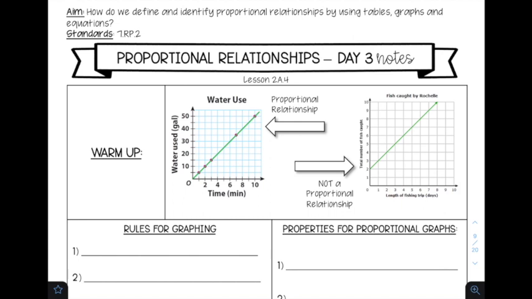So our warm-up for today, we're looking at two different graphs. Our first one is a proportional relationship, and then on our right we have a non-proportional relationship. So look at the two graphs, see what the difference between the two of them are, come up with a couple of ideas, and then we're going to go over a few of the properties for proportional graphs and different rules for graphing.